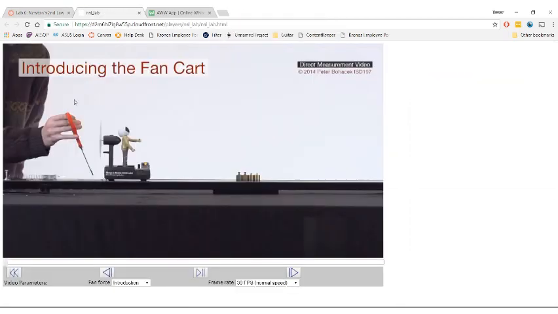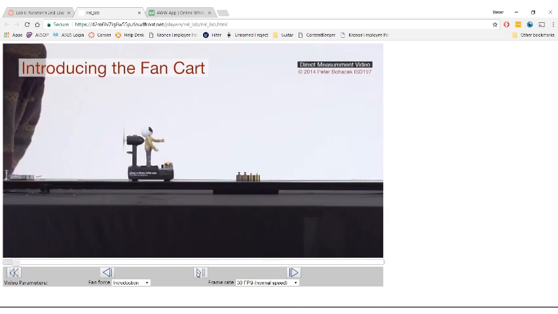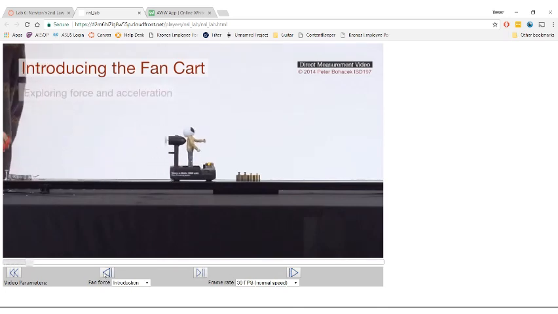And what we have is a cart on a track, on a low friction or a negligible friction track. And there's a fan here that will blow the cart and accelerate it down the track. And so this video here, we can pause it, or we can start it, we can advance frame by frame, and then I'm going to show you how we can use some of the other features of the video to actually get data and measurements.